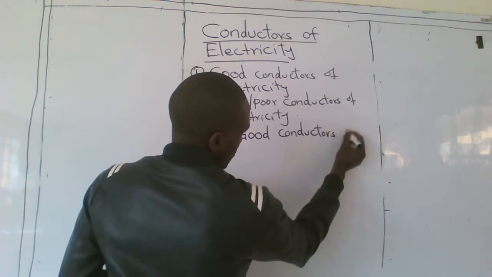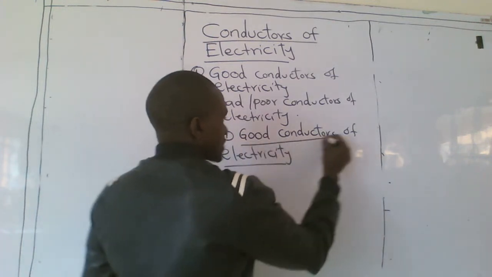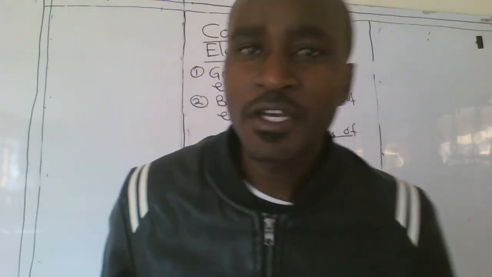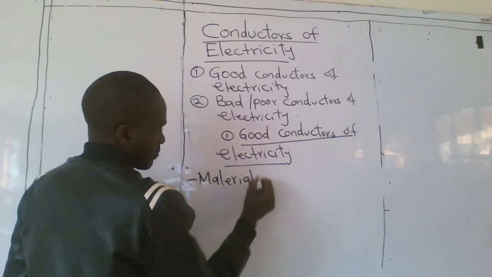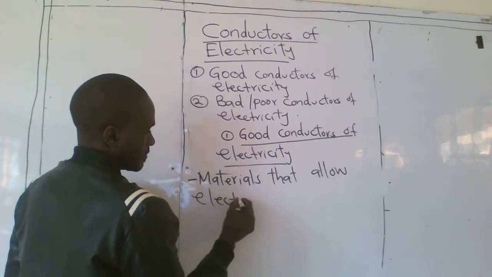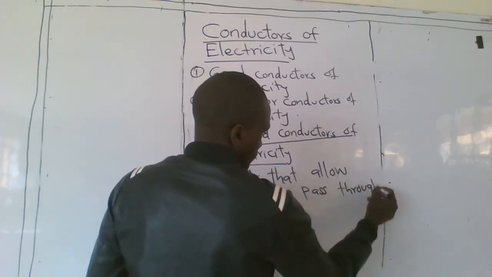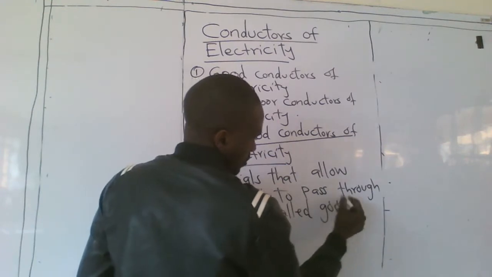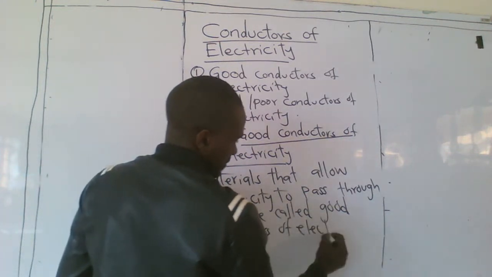Good conductors of electricity are materials that allow electricity to pass through them. Materials that allow electricity to pass through them are called good conductors of electricity.